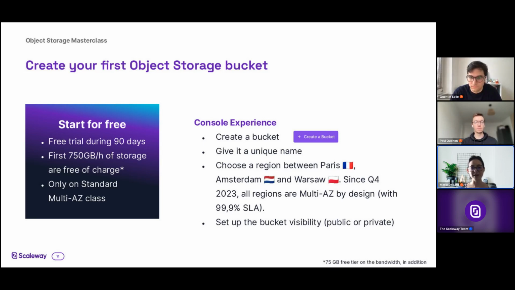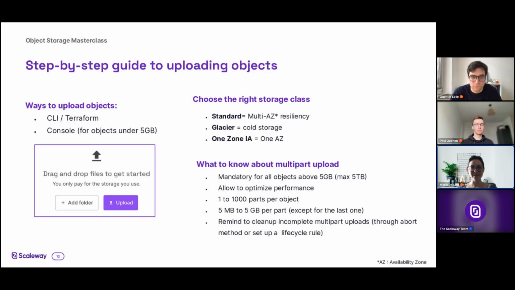When you create your bucket, you set up the bucket visibility. We'll come back to it a bit later, but it determines whether your bucket is for a public or private use case. And then you can upload objects. There are several ways to do it. You can use the command line or automation tools like Terraform. For the console, the limitation is for objects under 5 gigabytes.